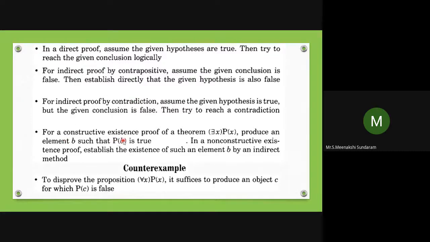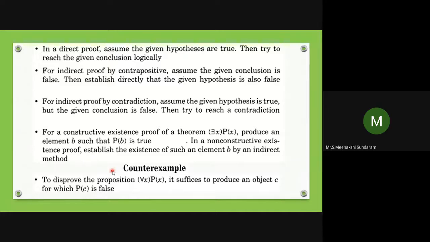For existence proof of the theorem, there exists x, P of x. So produce an element B, that is, there exists, existence. That's why you can say universal existence. Universal specification, existential specification, US, ES. Like non-constructive existence proof, they establish the existence of such element B by an indirect method also.